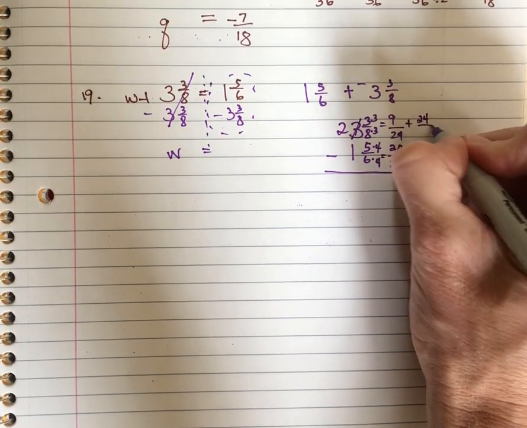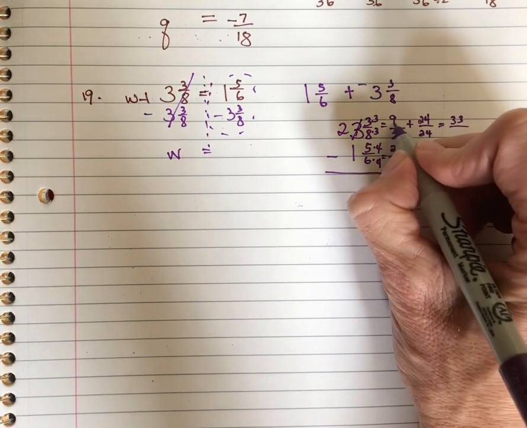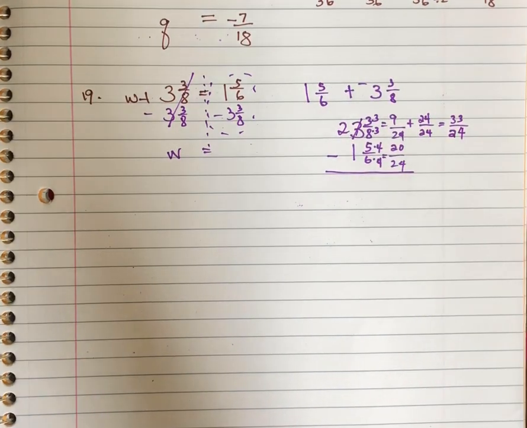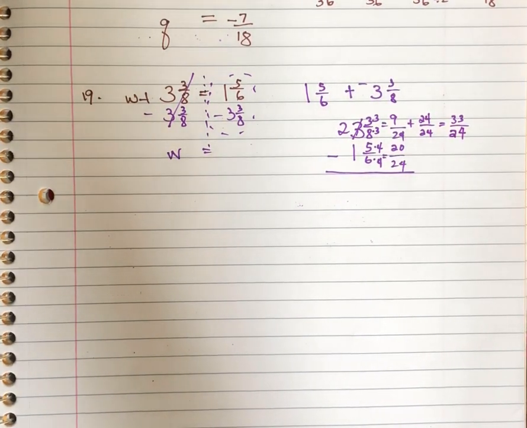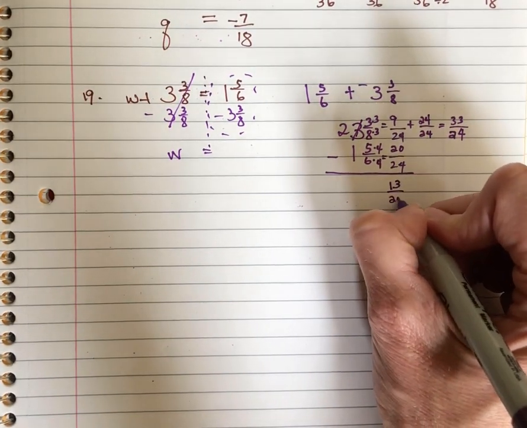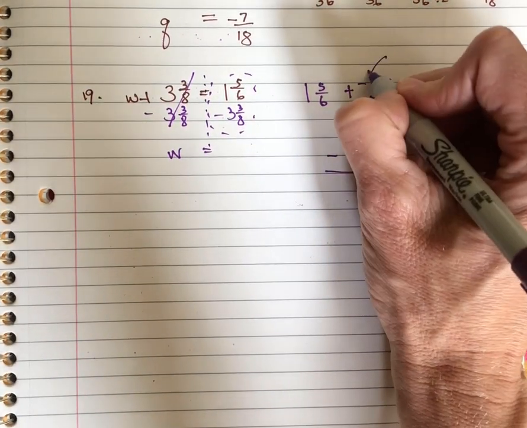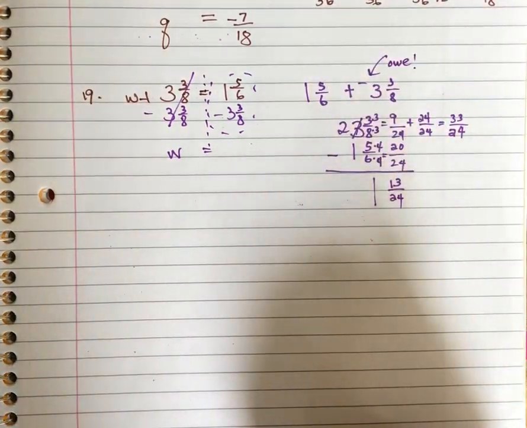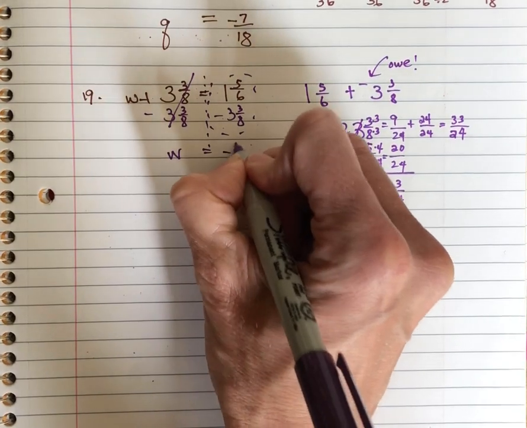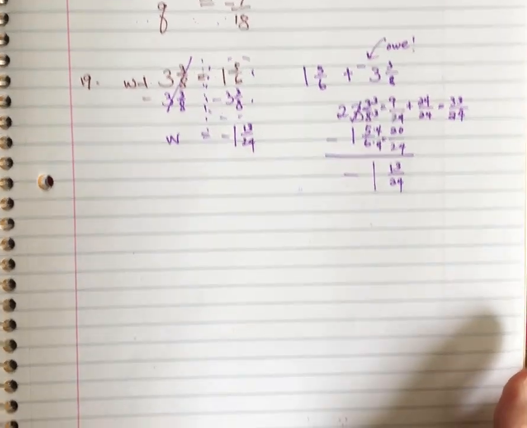Here's the one whole that I borrowed, 24 over 24, which means I now have a total. I started with 9, I borrowed 24, I now have a total of 33 over 24. Now I can subtract. 33 minus 20 is 13 over 24. 2 minus 1 is 1. I owed more than what I had, which makes it a negative. So W is equal to -1 and 13/24. That one was a lot of work, wasn't it?